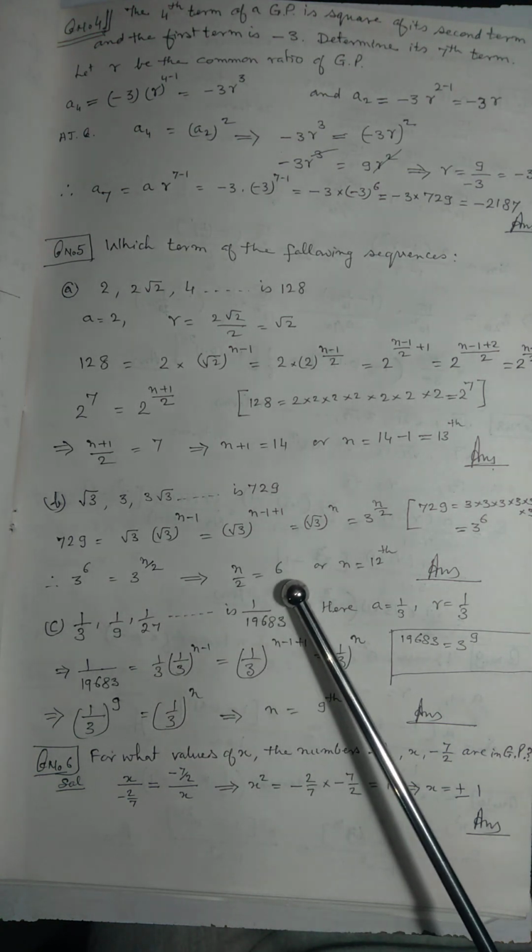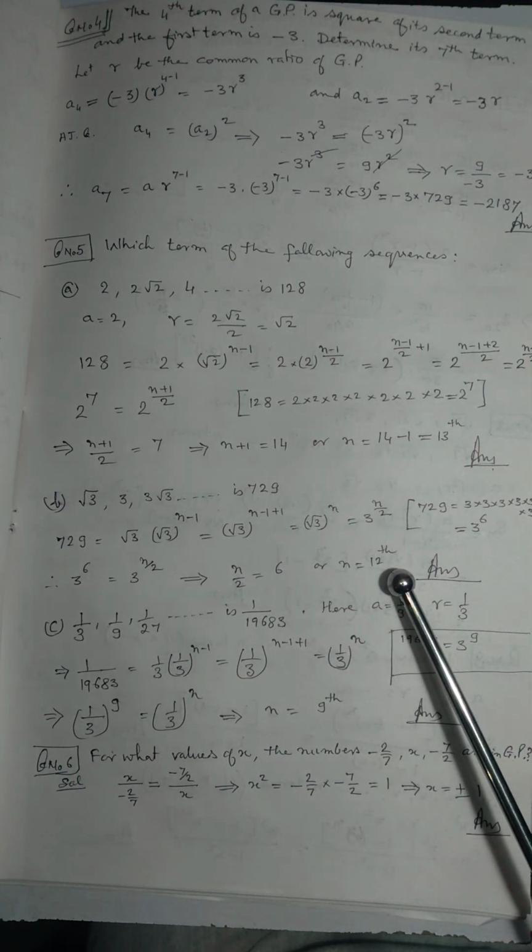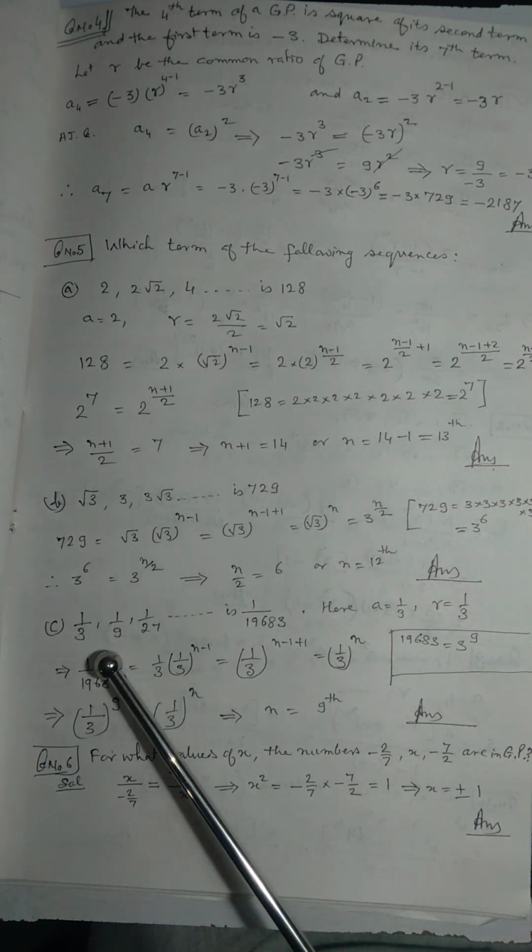Therefore, n by 2 will be equal to 6. So just cross multiply it, n will be equal to the 12th term. Now come to the C part.